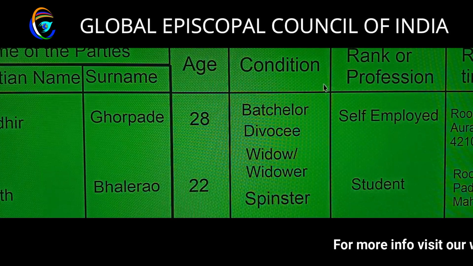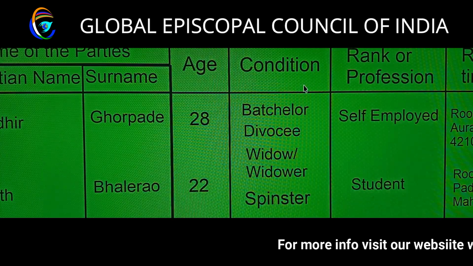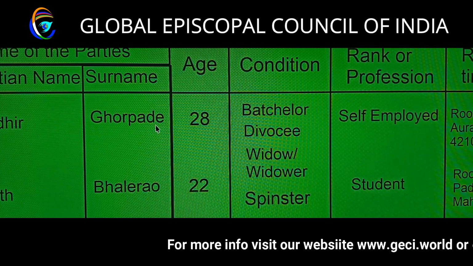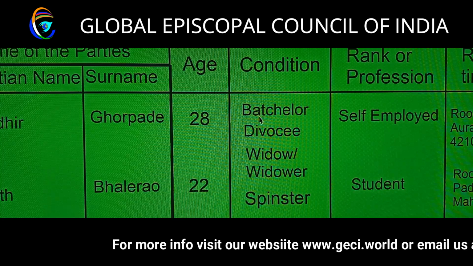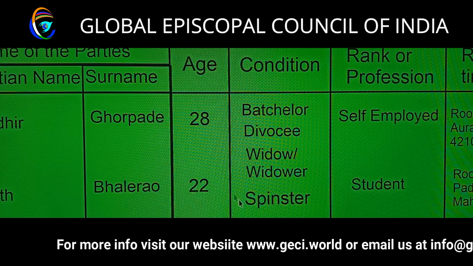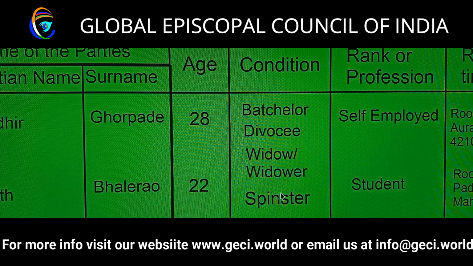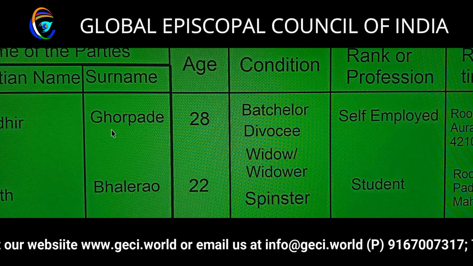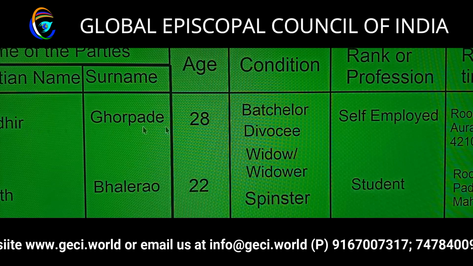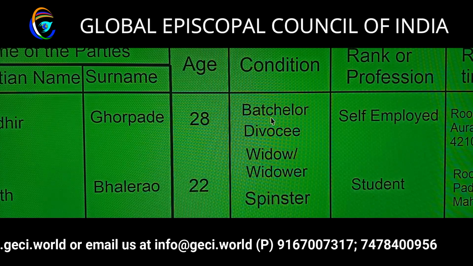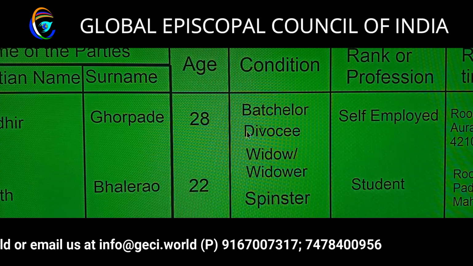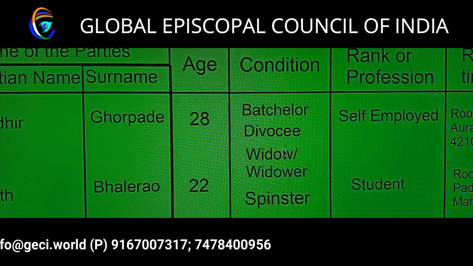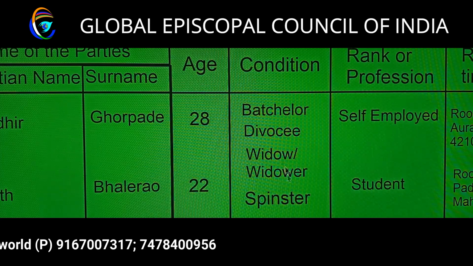And then the next column is called condition. This means the condition at the time of marriage. Since this was the boy's first marriage, it will always be bachelor. You don't have to write all this. I've just put this for your reference so that I could explain to you what the different conditions are. You only have to write one: what is the condition when this person was getting married? In this case, he was a bachelor, so I have written the word bachelor. And in the case of the girl, we write spinster. These two words we use if this is their first marriage.